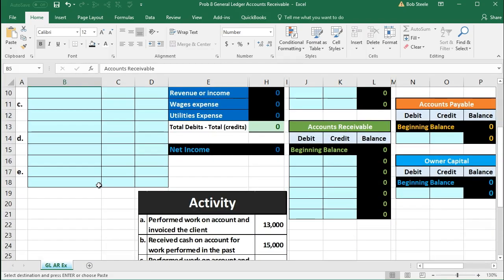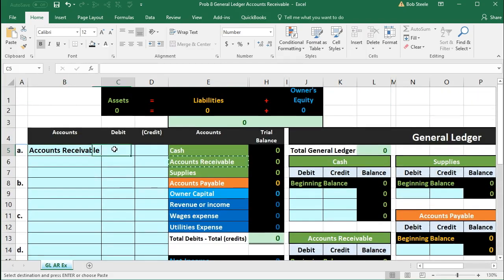Then we're going to put the dollar amount of 13,000 in C5. So in C5, we will type in 13000, no commas, nothing else. Once we select enter, it will then include the comma. Then we're going to put our cursor in D6. We know that we will then credit something.